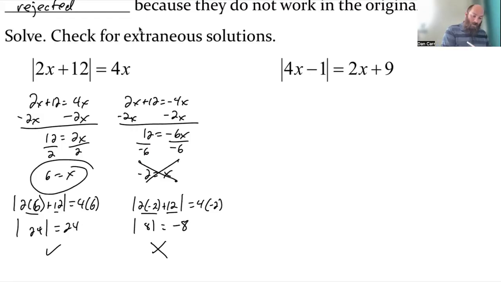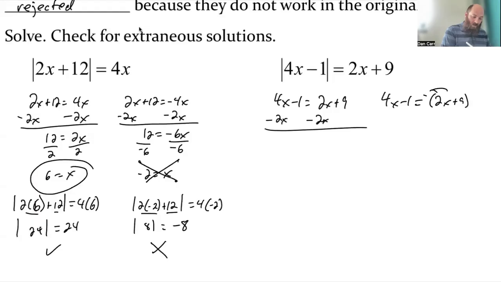Okay, over here, similar idea. Let's take a look at what happens. So 4x minus 1 here has to equal 2x plus 9. But 4x minus 1 can also equal, I like to do a negative 2x plus 9 in parentheses. Okay, from there, I distribute the negative sign. Well, I'll do this one. I'll subtract 2x. Okay, so that 2x minus 1 equals 9. Add 1 over, so that 2x equals 10. Divide by 2, and x equals 5.